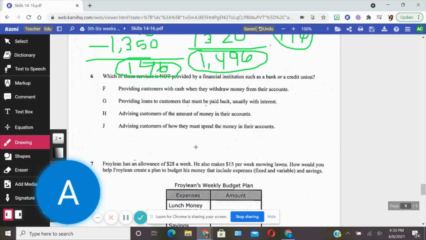Now I want you to look at number 6 here. It says, which of these services is not provided by a financial institution such as a bank or a credit union? Letter F says provide customers with cash when they withdraw money from their accounts. Provide loans to customers that may be paid back, usually with interest. Advising customers of the amount of money in their accounts. Or J, advising customers of how they must spend their money in their account.